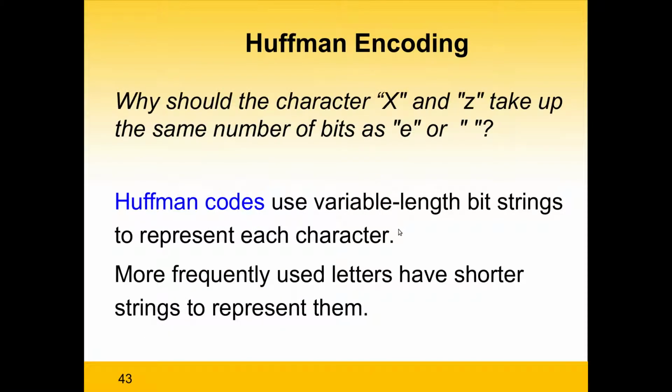Next one, the Huffman encoding. The Huffman encoding says, why should the characters X and Z, which are very seldom used in the English language, take up the same number of bits as the E or the space, which are used a lot more? So Huffman codes use variable length bit strings to represent each character. The more the character is used in the language, the fewer bits will be used to represent it. More frequently used letters have shorter strings to represent them.